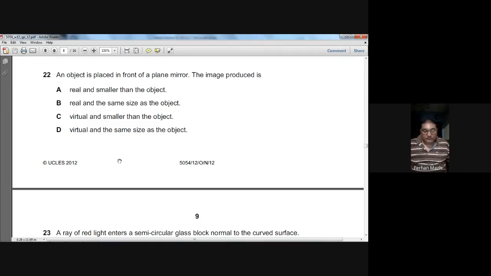The image is always upright. So if you look at the choices given, D is the right choice. The image will be virtual and the same size as the object. So for question number 22, the choice is D. I hope it is clear.